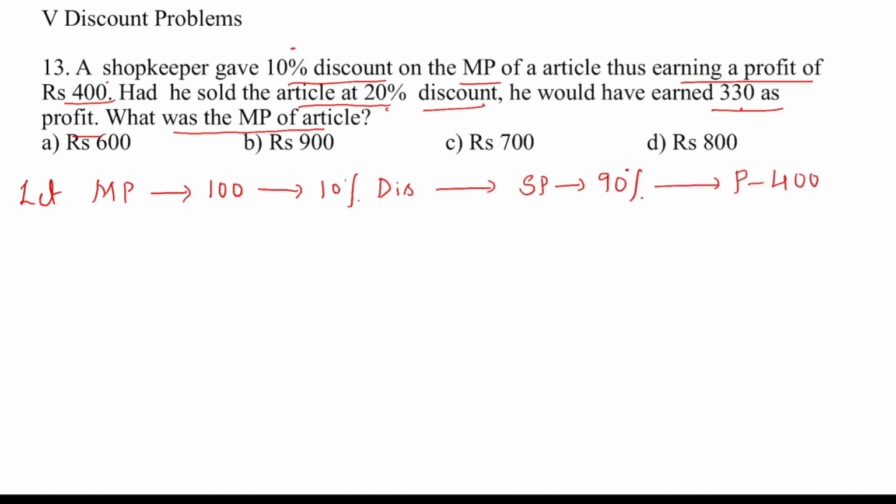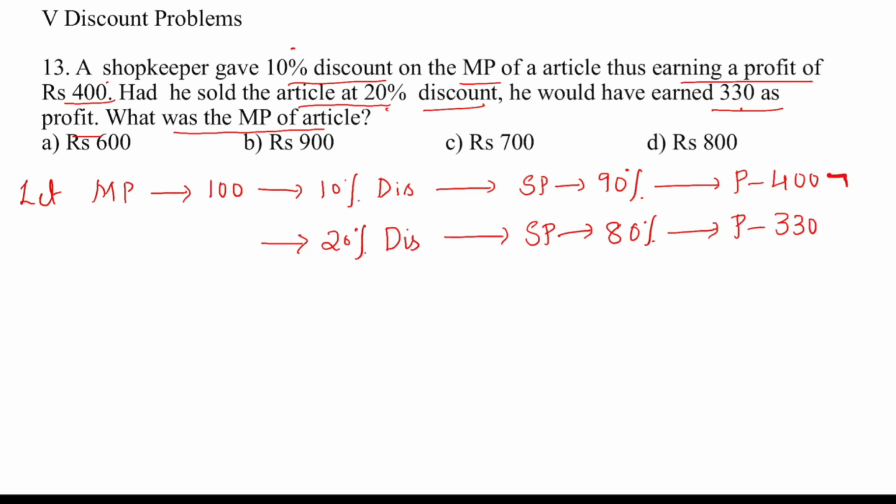400 rupees. Then if he had sold it for 20% discount, then the selling price would be how much? 80%. So 100 minus 20 is 80%. Then what profit is he making that time? He is making a profit of 330 rupees.